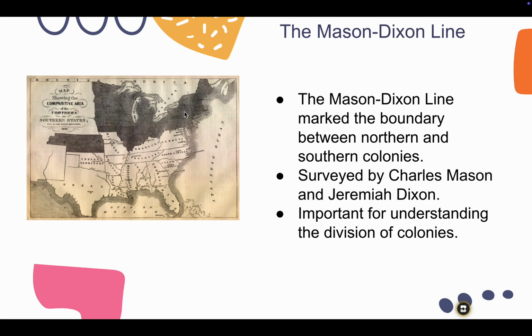Population is also something that's going to be different. You're going to have certainly a lot more people living up here above the Mason-Dixon line than down here, especially free people. Down here, we'll have a lot of slavery.